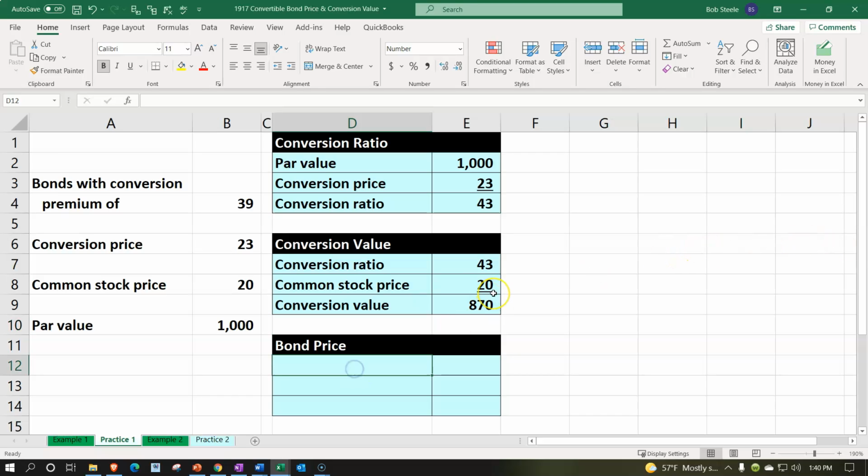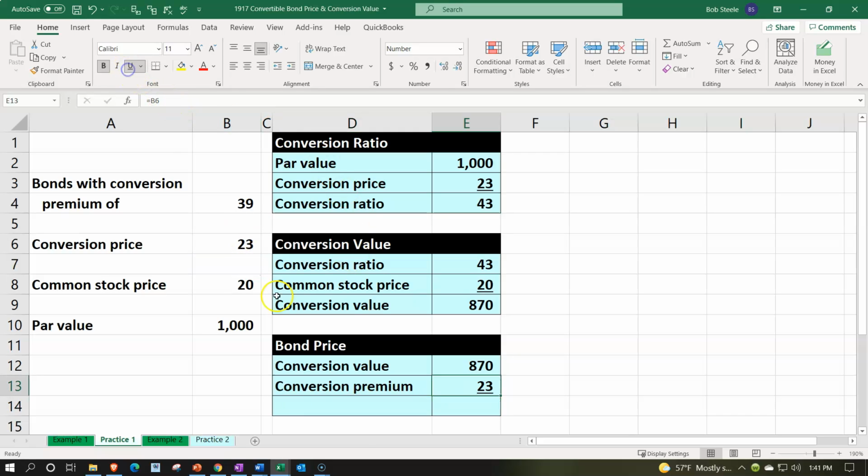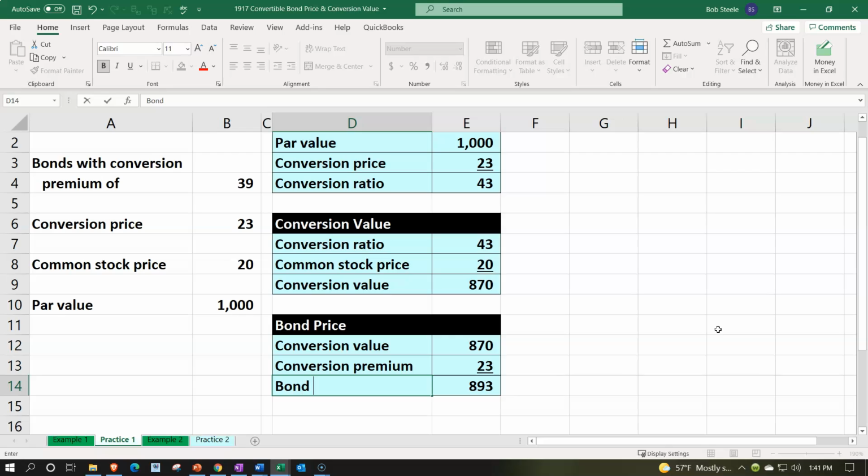Now we'll take a look at the bond price. We've got the conversion value of 870. That's what we can convert for. And we have the conversion premium, which is given here in this problem. We took a look at the calculation of the conversion premium in the prior problem; it's given here. So the conversion value plus the conversion premium gives us the 870 plus the 39, being the bond price.